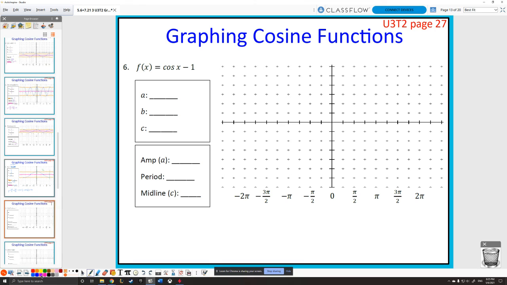I'll do one last one. Again, I'm going to change it up again. I'm not going to do this one. This is boring. Let's do 2 cosine of 4x. Let's go crazy here. Plus 3. Amplitude is 2. Midline is y equals 3. My period, again, p is equal to 2 pi over b. My b value is 4. So that means my period is pi over 2.